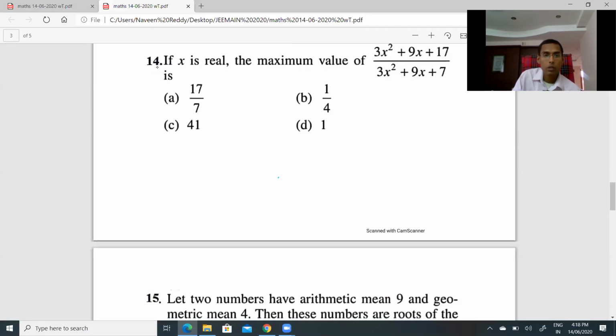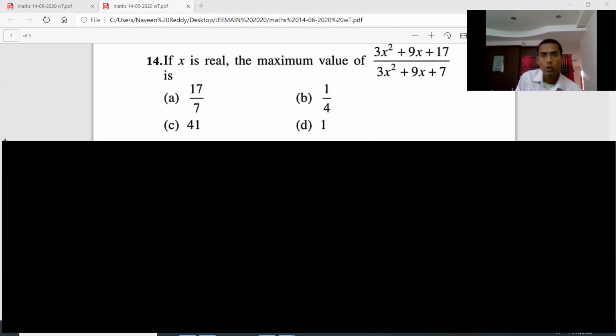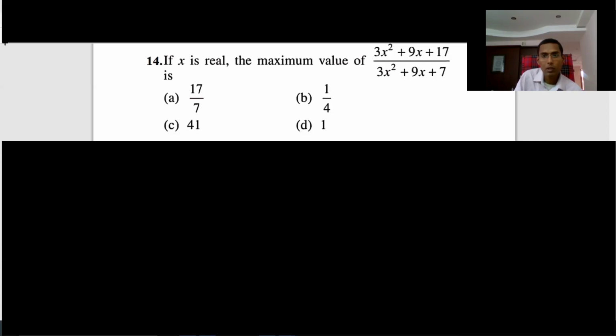Okay, next, this question is an important one. Just see the question. Here, if x is real, we need to find the maximum value of this expression. We have done this already. If you find the minimum and maximum values, what do you get? The range. You need to find the range for this.